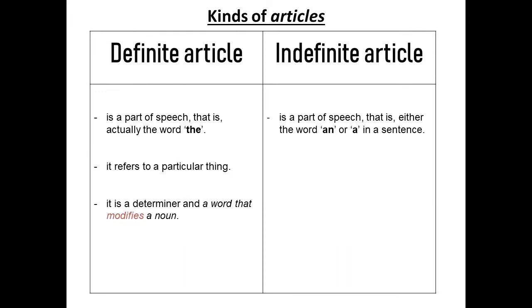An article refers to either an indefinite article or a definite article. It is a part of speech that appears normally before a noun. Articles can be divided as follows. We have definite articles, then we have indefinite articles.